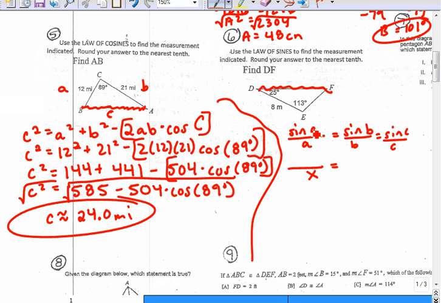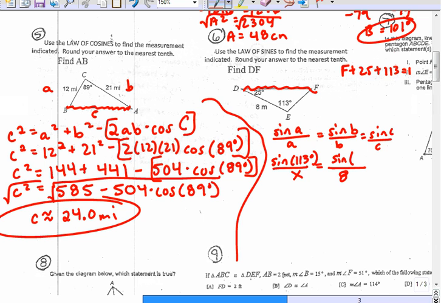The sine of the angle opposite that would be the sine of 113. I know this side right here, which is 8 meters, and I need to do the sine of the angle opposite that. I can find that pretty easily because I know that angle F plus 25 plus 113 has to equal 180. So if I add 25 plus 113, I get 138.